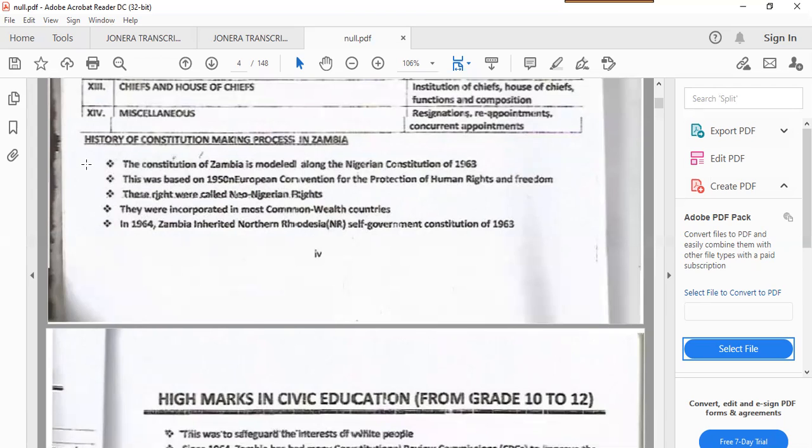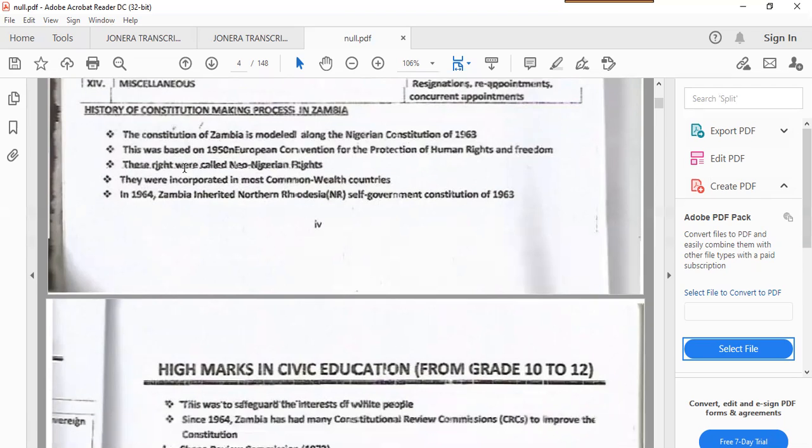So our history of our constitution. The constitution of Zambia is actually modeled along the Nigerian constitution of 1963. So we needed a template document that we could try and manipulate to suit our own constitution. So we modeled our constitution against the Nigerian constitution of 1963. This was actually based on the 1950 European Convention for the Protection of Human Rights and Freedoms.